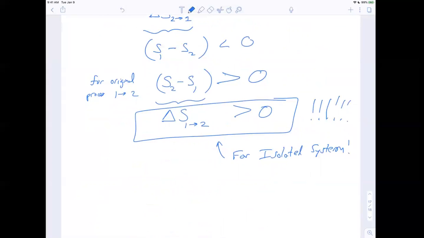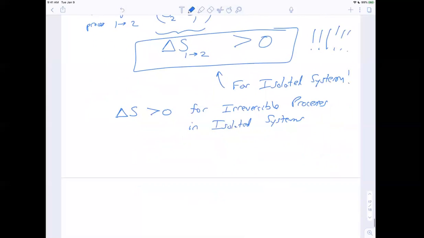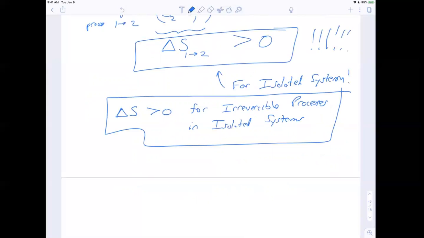Okay, and so what we have is a conclusion now, a very profound conclusion, that delta S is greater than 0 for irreversible processes in isolated systems. And so this is a mouthful, and each one of these words, including that inequality, is very, very important. And this is one of the most profound results that we can see, we've actually seen unfold before our eyes.